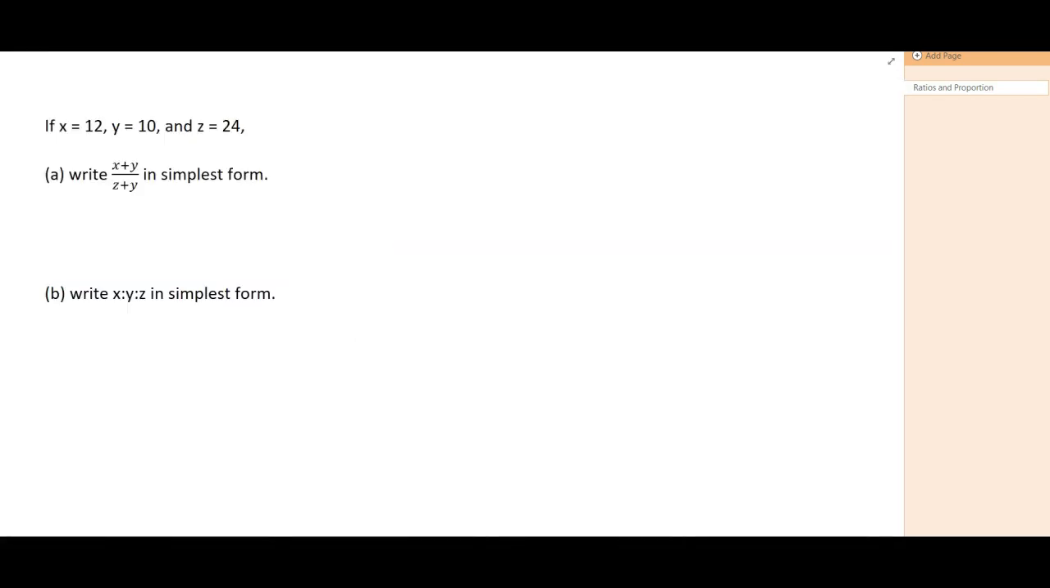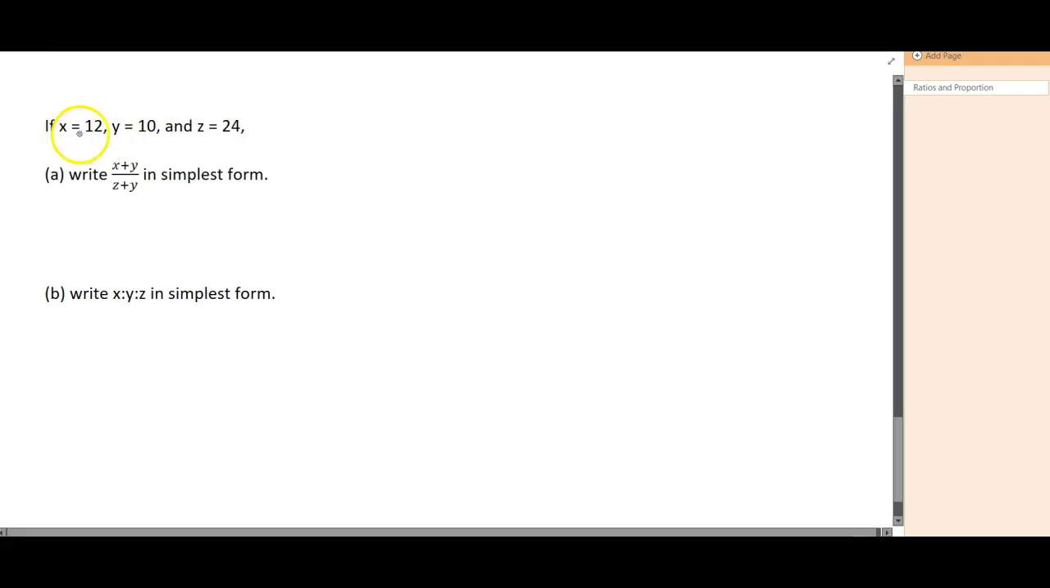Here's another kind of problem involving ratios. So we're given values for x, y, and z, and we're going to write them in this form right here. So x plus y is going to be 12 plus 10, and z plus y is going to be 24 plus 10, which is 22 over 34, which is 11 over 17. When you're working with ratios, you always want to reduce.